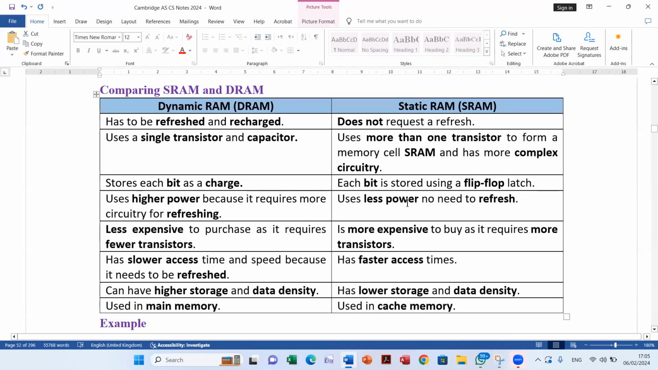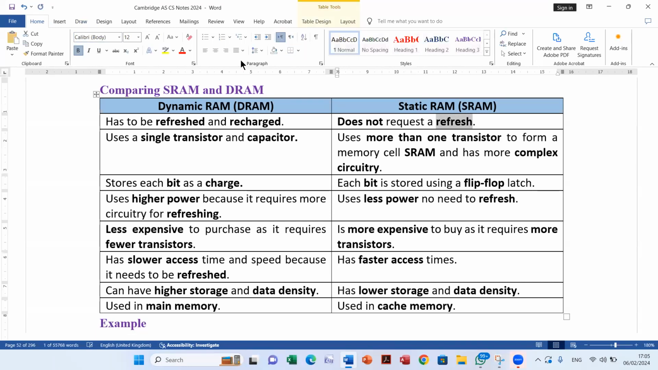Okay, and let us hold this comparison between dynamic RAM and static RAM. Dynamic RAM has to be refreshed and recharged. Static RAM does not. The dynamic RAM uses a single transistor and a capacitor. The static RAM uses more than one transistor to form a memory cell. The static RAM has more complex circuitry. Dynamic RAM stores a bit as a charge. In static RAM, bits are stored using a flip-flop latch.